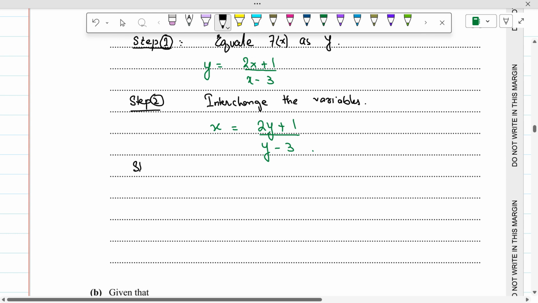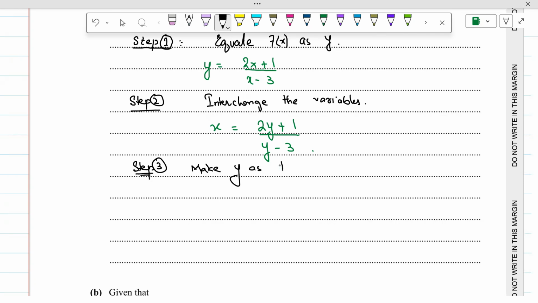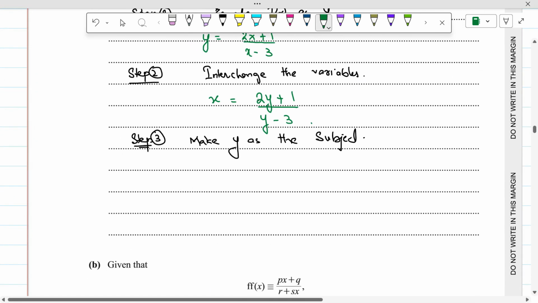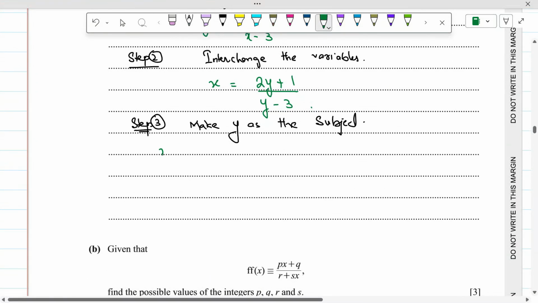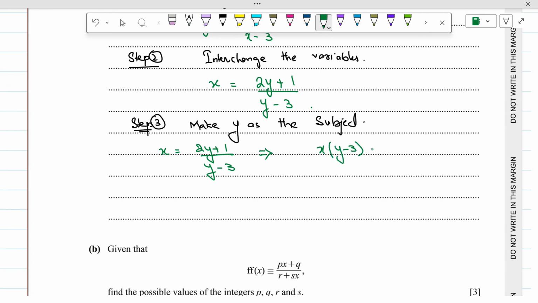Step 3: make y the subject. So this is the equation, and we need to find the value of y from it. So x is equal to (2y plus 1) over (y minus 3). After cross multiplication, we will have x times (y minus 3) equals 2y plus 1.